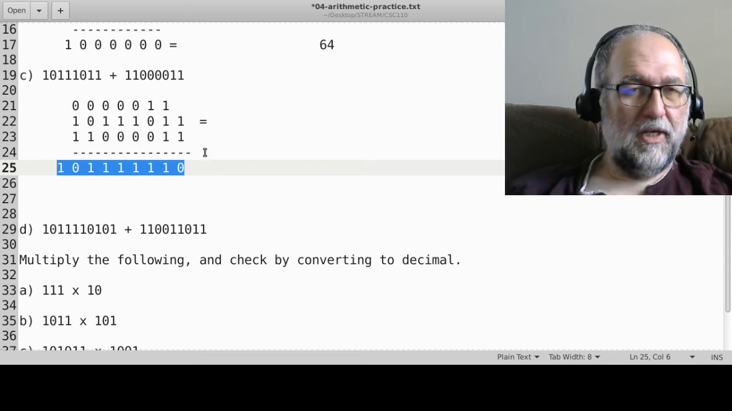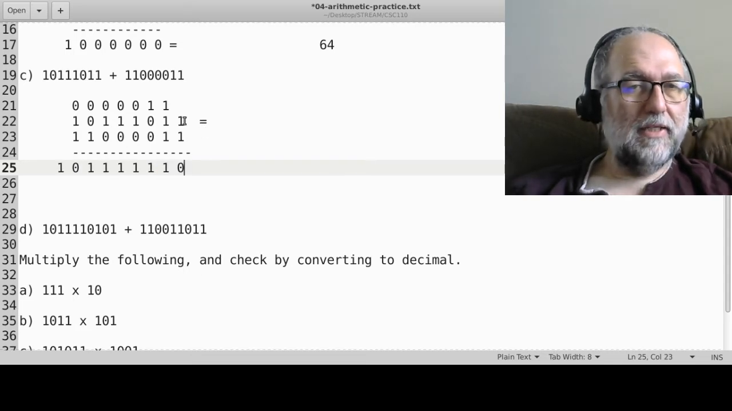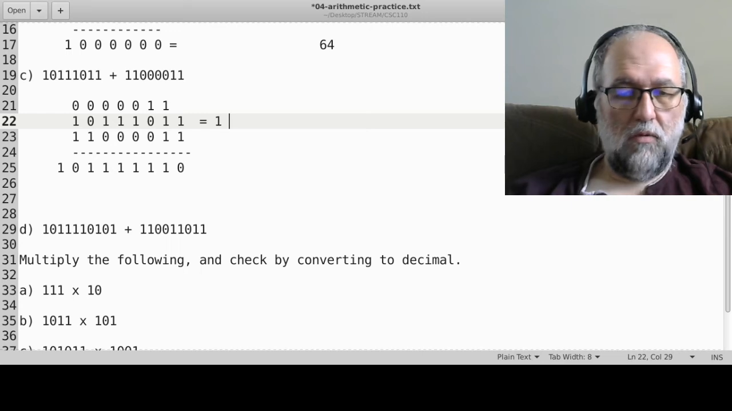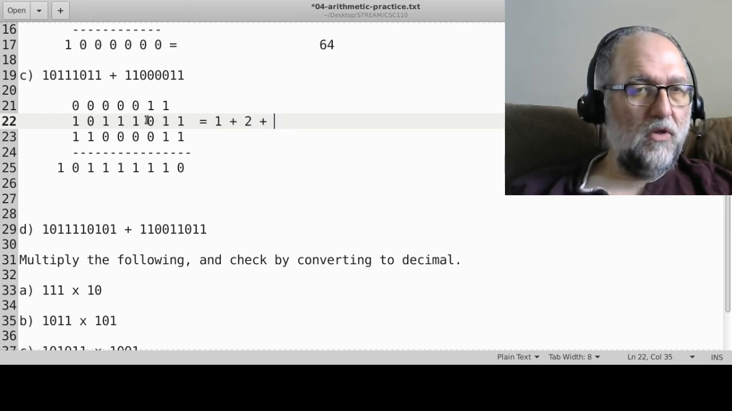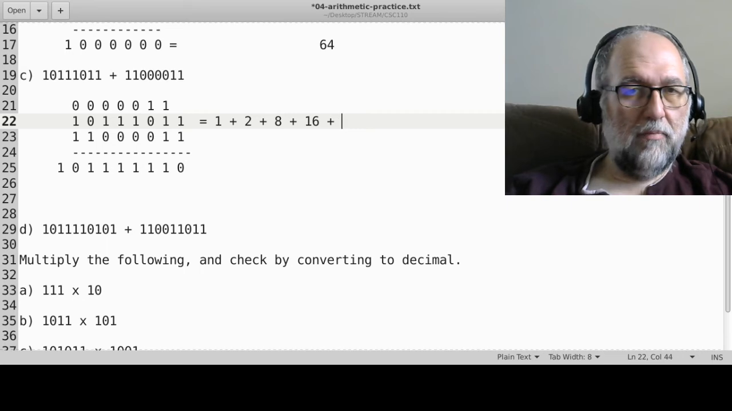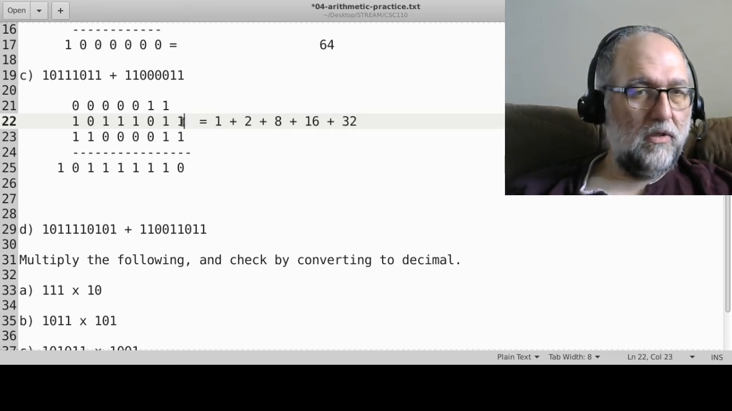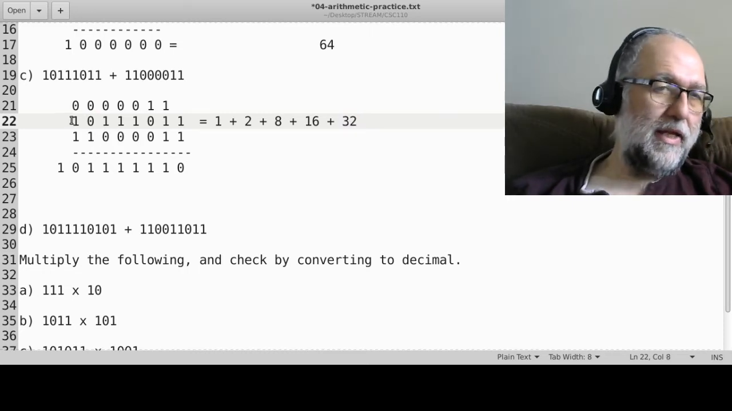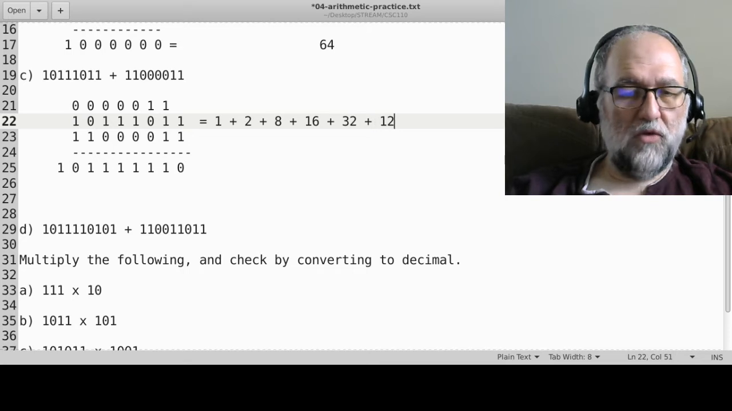Let's see, did it work out? So we're just going to check by converting to decimal. So there's a 1 and a 2. 1 plus 2. There is no 4. And then there's an 8, a 16, and a 32. Okay, 8 plus 16 plus a 32. There's no 64. And this one would be twice 64, 128.